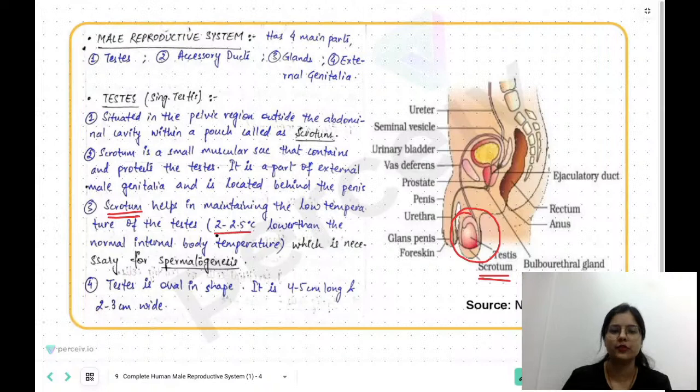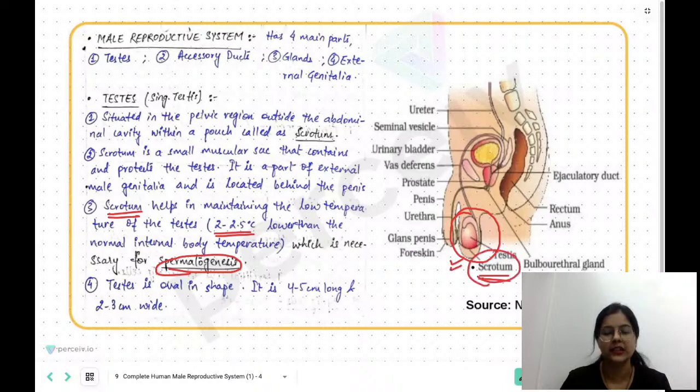The human body has a temperature of around 36.5 to 37 degrees Celsius, but for the process of spermatogenesis, which means sperm formation, it is very necessary that the temperature be as low as 34.5 to 35 degrees Celsius. That means 2 to 2.5 degrees Celsius lower. So that's why the testis is contained in the scrotum, and this question has been asked in your NEET examination as well.